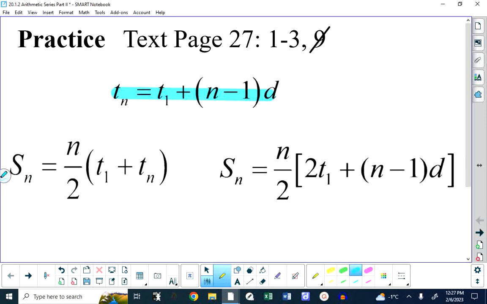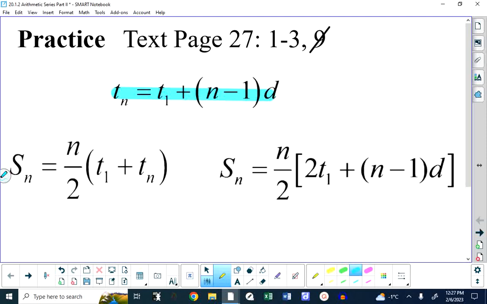You can determine the value of any term if you know the first term, which is T1, and the common difference, which is D. You can create a formula called the general term, and into that formula you can put whatever n value you want. If you put n equals 12, then what that formula is going to calculate for you, with a little bit of help from you, is the value of the 12th term.